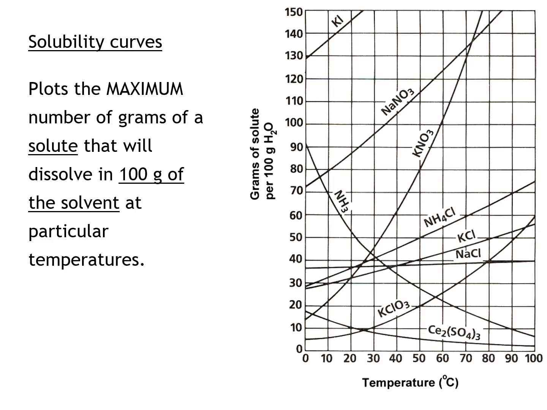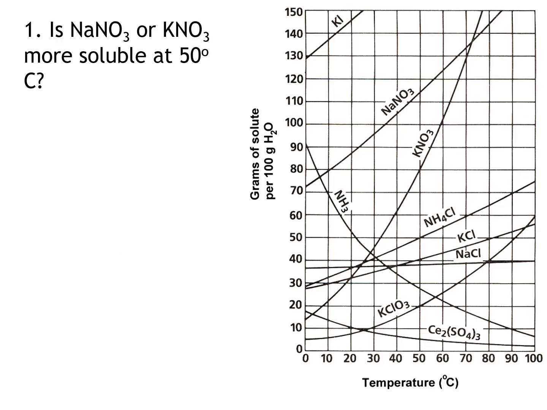So we'll go ahead and look at some understanding check questions. So is sodium nitrate or potassium nitrate more soluble, so more grams dissolved in that 100 grams of water at 50 degrees C? So what you do is you go to the temperature and you say, all right, I want the one that has the greater number of grams. And so we actually hit potassium nitrate first. So that means that sodium nitrate is the one with the greater solubility, because it can contain more grams dissolved at that particular temperature.